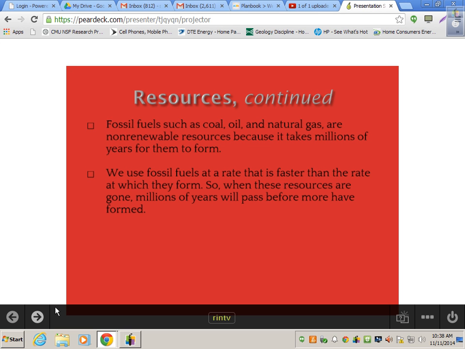So fossil fuels such as coal, oil, and natural gas are non-renewable resources because it takes millions of years for them to form. And we use fossil fuels at a rate that is much faster than the rate at which they form. So when these resources are gone, millions of years will pass before more have formed. I cannot wait for a rainforest to become extinct and buried for 1 million years to get more gas. We need to probably change our energy route.